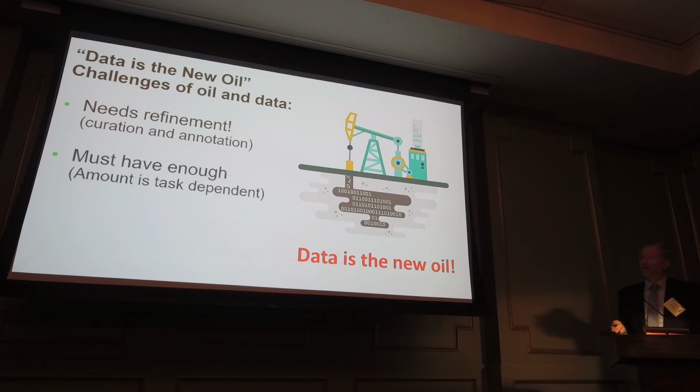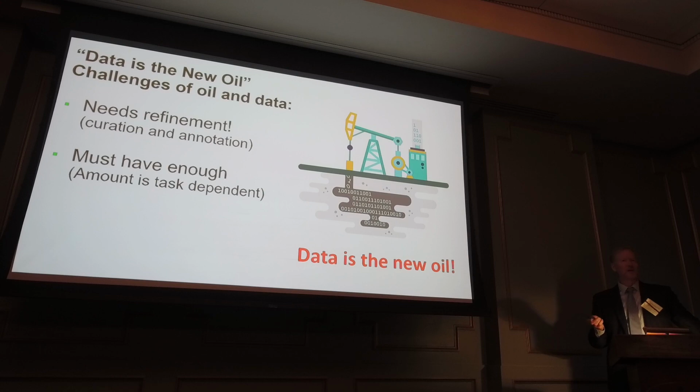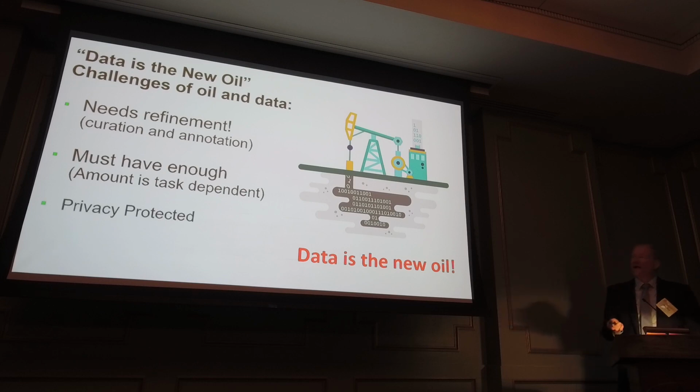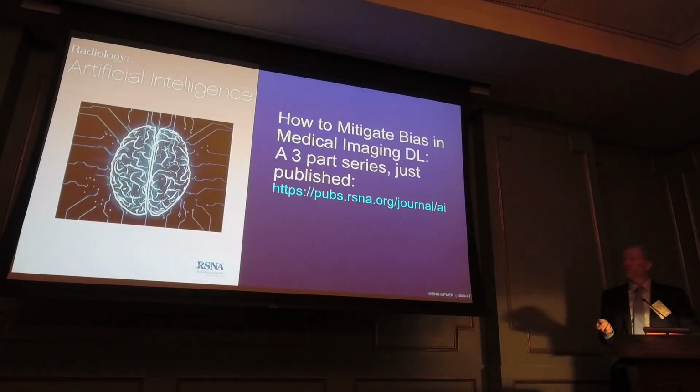You also have to have enough. And the amount that's required is task dependent, because the signal is ultimately what matters. And if we don't even know what the signal is, like in pseudoprogression, how can I tell you prospectively how many it will take? And then it also needs to be privacy protected. And again, that's an obvious one for anybody who knows about HIPAA.